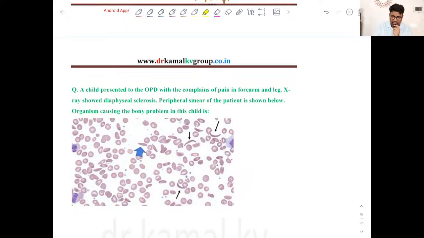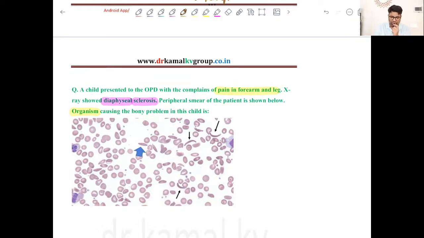Chalo, next question. Now here a patient has pain in forearm and leg. X-ray shows diaphyseal sclerosis, and then the peripheral smear of the patient was given. Now which organism can cause this kind of presentation? So this was actually a pathology and orthopedics integrated question. So if you look at the peripheral blood smear, what can you see in the peripheral blood smear here? Any idea?